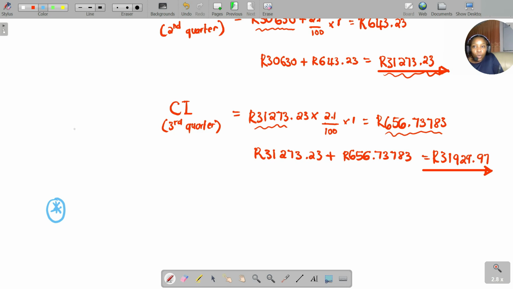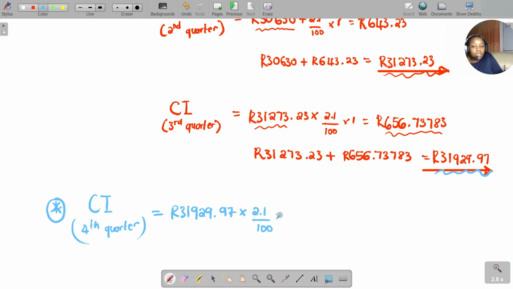So I'm just going to continue with the blue there, right? So for us to calculate the compound interest in the fourth quarter, okay, what do we need to do here? We are just going to take this value of 31,929,97 multiplied by the interest rate of 2.1 over 100 multiplied by 1. What do you get? You get that the interest that will be added in the fourth quarter is 670,52937, right?